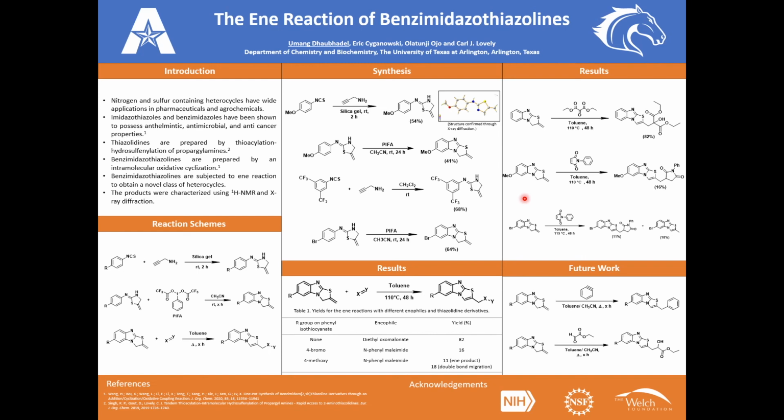We will further optimize the reaction temperature by using different solvents, like acetonitrile, which is a lower boiling solvent than toluene, which we have been using so far. Furthermore, we will test some catalysts for this reaction.